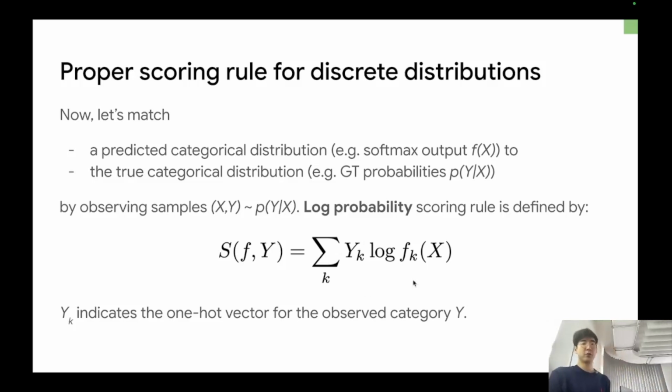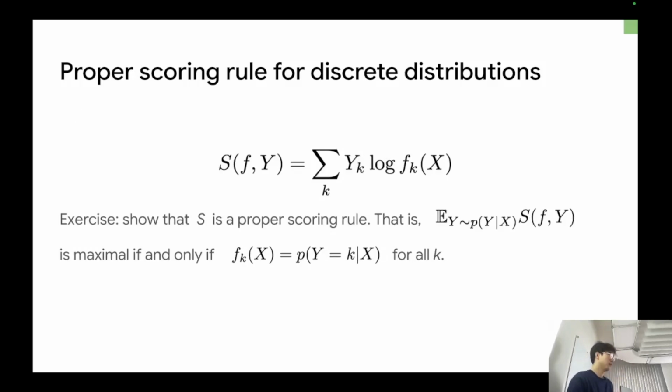Using that, you can compute the log scoring rule, which is given by the summation over k of y_k times log of f of x, where y_k is a one-hot vector indicating where the true value is. So if y is actually 1, then you have the value 1 at index 1 and 0 everywhere else. And log of f of x is the softmax output of the network. That's my scoring rule, and it's called the log probability scoring rule. We have a result saying this is a proper scoring rule for the recovery of the true P of y given x.